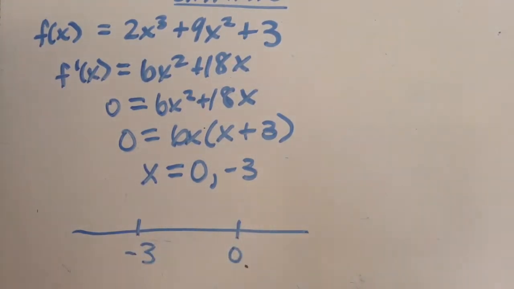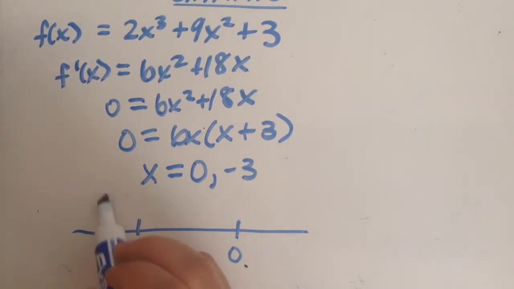And to find where f of x is increasing or decreasing, we're going to test values in between these critical numbers, and we're going to plug them into f prime of x and see whether they are positive or negative. If they are positive, then f of x is increasing, and if they are negative, then f of x is decreasing. So let's plug in negative 4 over here, and then you get 24, so that's positive.